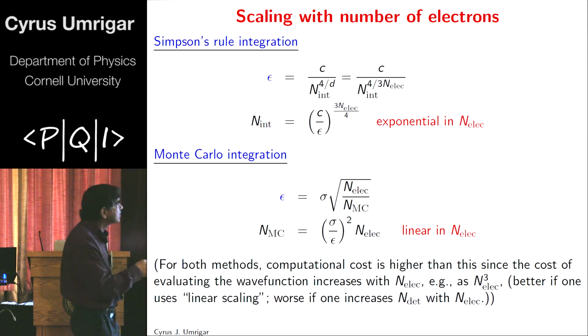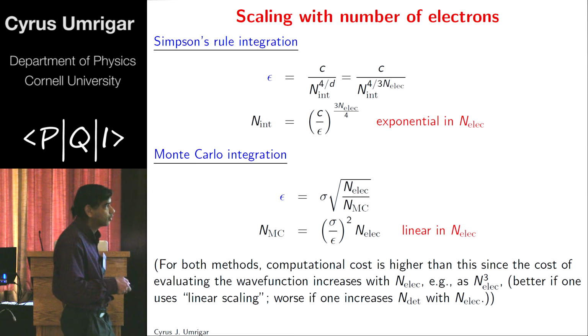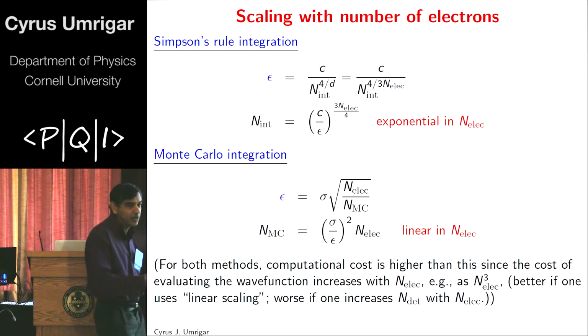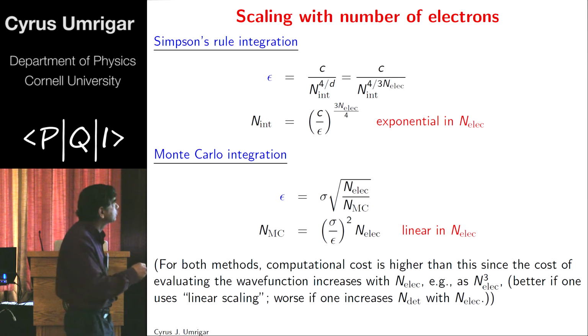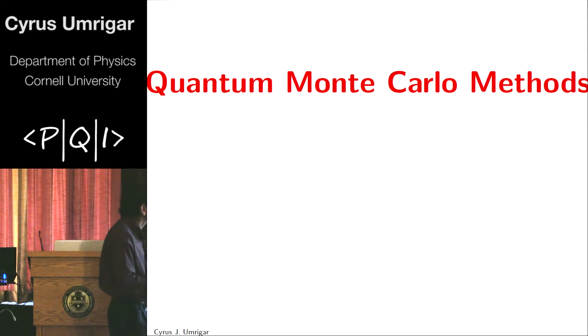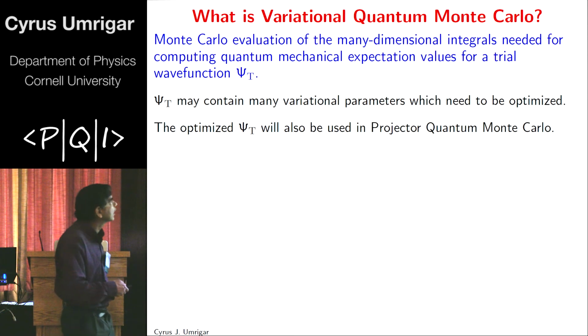If you use Simpson's rule, the number of integration points would increase exponentially with n. On the other hand, if you use Monte Carlo methods, the number of integration points increases only linearly with the number of electrons. Of course, this does not mean that the total cost of your calculation scales only linearly with the number of electrons, because the amount of work you have to do per Monte Carlo step goes up, but that goes up only as order n cubed. And so you end up with a rather favorable scaling compared to deterministic integration methods. Now let's switch to quantum Monte Carlo methods.